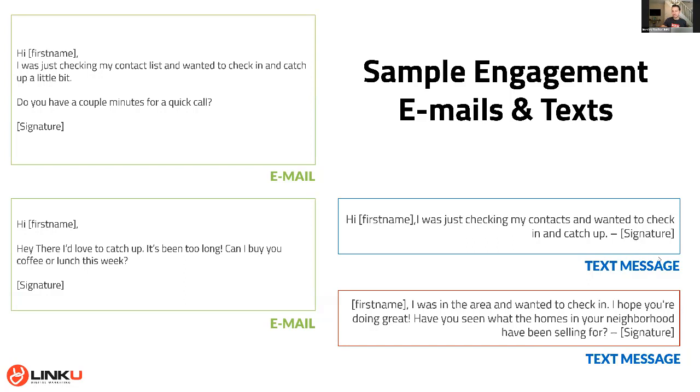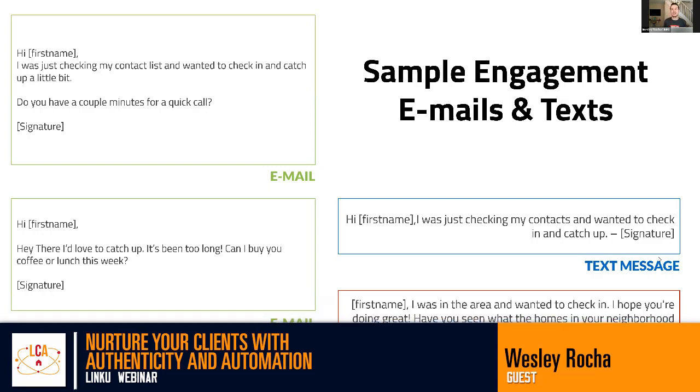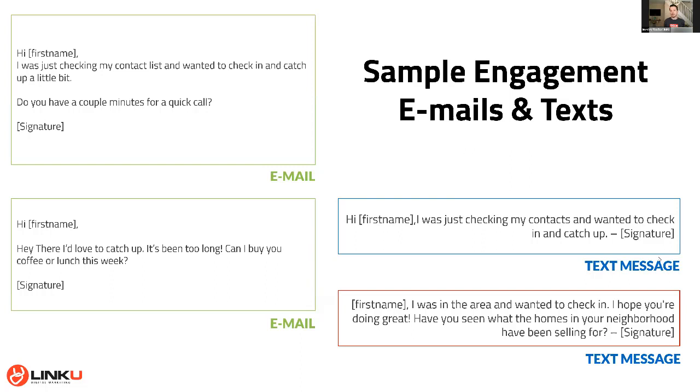Oh, and the text messages here, like he said, are super short. I'm just checking my contacts, and I wanted to check in and catch up. Or here's one: Hey, I was in the area, wanted to check in. Hope you're doing great. Have you seen what homes have been selling for in your neighborhood? These are just curiosity ones. They're real estate related. They're very casual. They feel personal. These are things that you might just text people. And so you're going to use these types of texts in your automation as well.